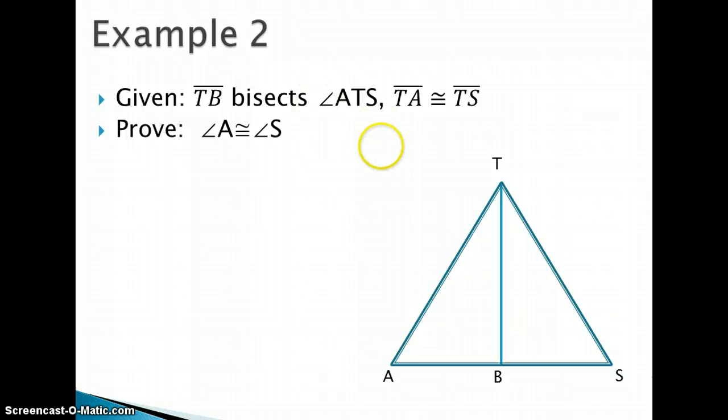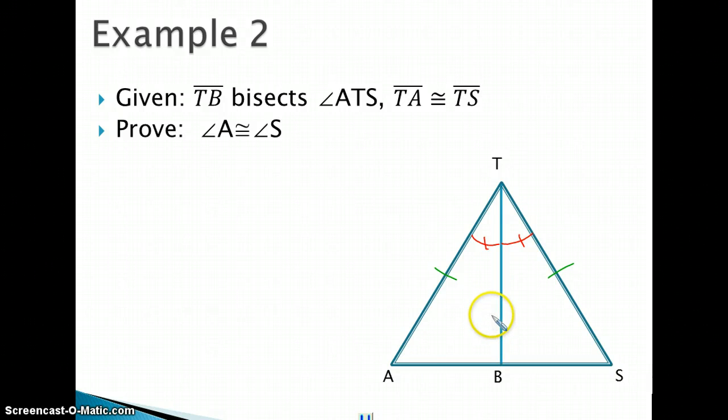So we start off with TB bisects angle ATS, and then we also know that TA is congruent to TS. I'm going to mark off everything I know for sure in green. And that's it. Then I'm going to start marking off what I could potentially get in red. So TB bisects angle ATS. So I've got a bisector. That means it's going to break it down into two congruent parts. So ATS is the angle that's being broken down. So I'm going to say that these are congruent.